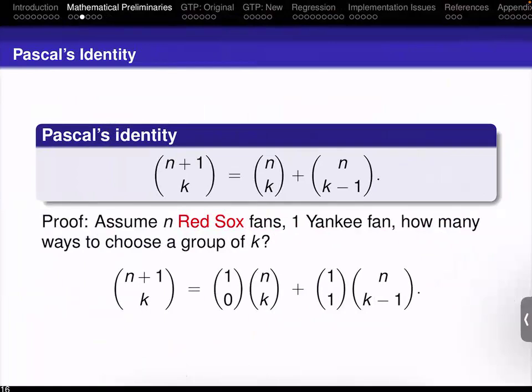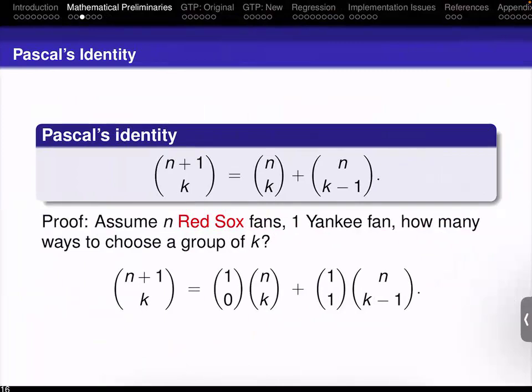And yeah, so here it is. We have n Red Sox fans and 1 Yankee fan, and we want to know how many ways we can choose a group of k. We did this earlier in the semester, but it's good to reemphasize. One of the most powerful techniques we have in combinatorics is telling a story: take something you want, and calculate it 2 different ways.